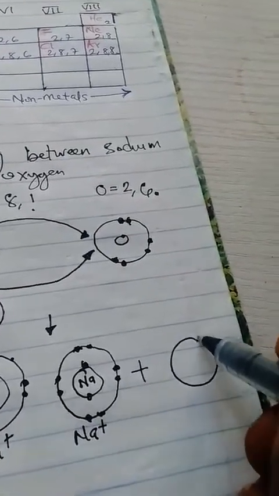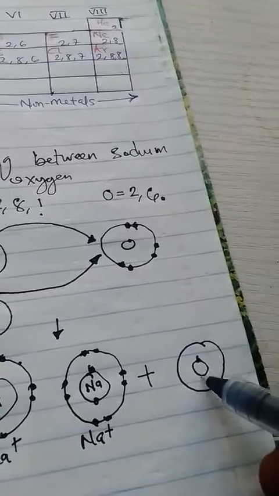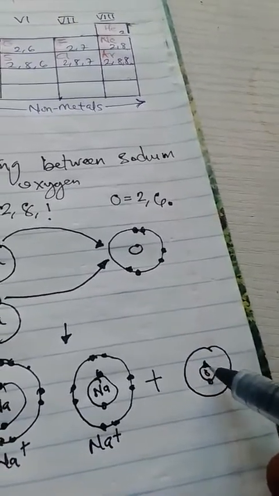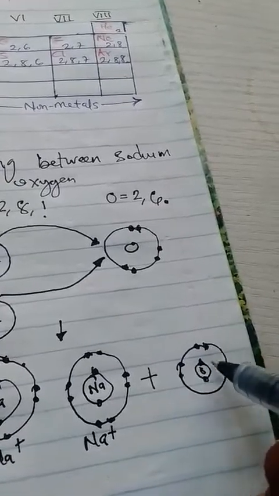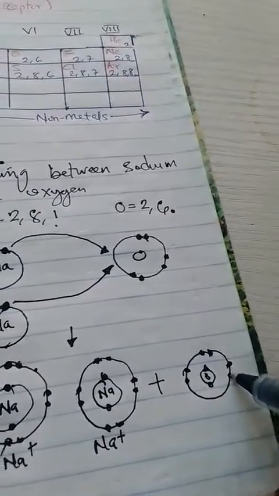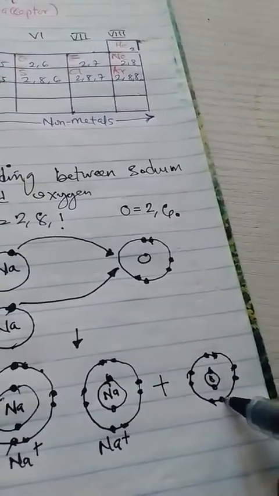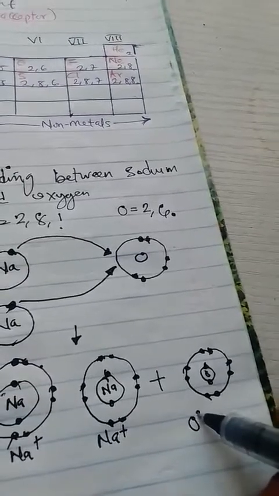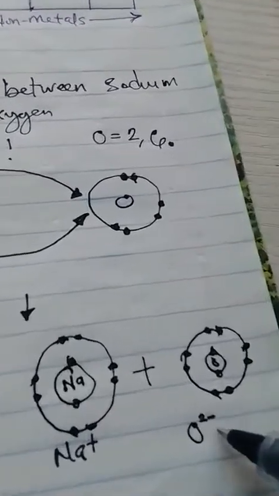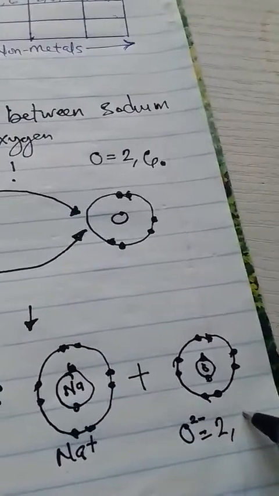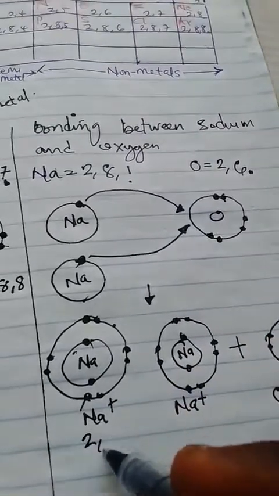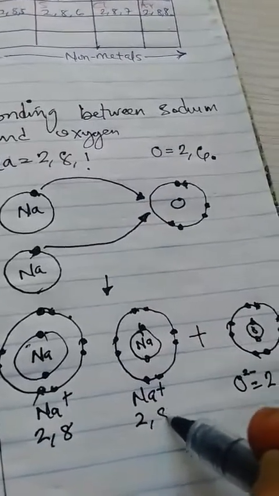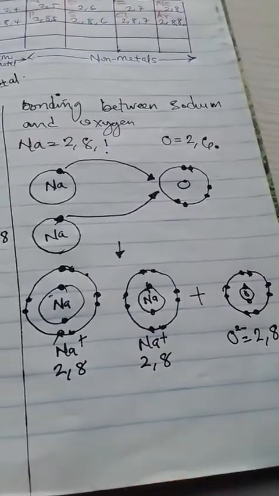Oxygen now, we have 1 oxygen. So oxygen has an octet structure because it has received 2 electrons, 1 from each of the sodium. So oxygen becomes O2 minus. So we have O2 minus with the configuration of 2, 8. So both of them now have, this is 2, 8, and this is 2, 8. So the 3 of them have an octet structure.